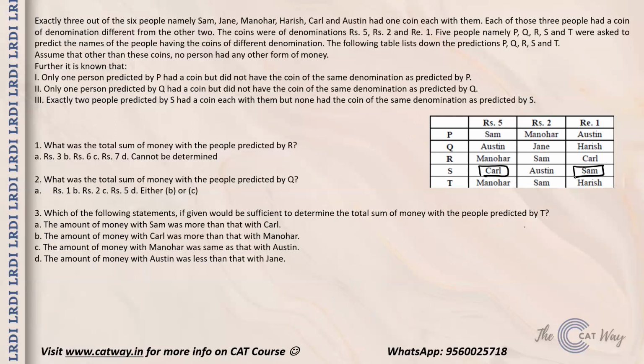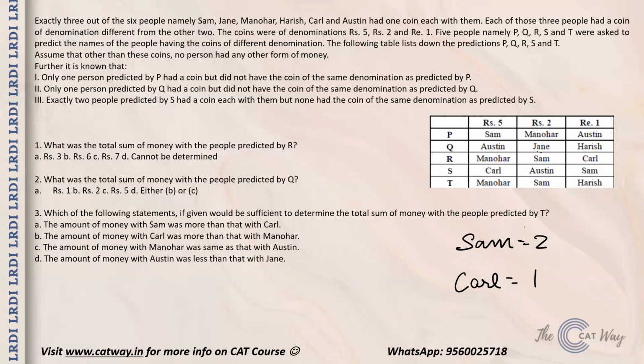If you talk about Sam, Sam cannot have a 1 rupee coin, since Sam is the person predicted by P to have a coin, and Sam cannot have a 5 rupee coin. So the only possibility for Sam is to have a 2 rupee coin. Now Carl is the other person, and Carl cannot have a 5 rupee coin. Sam already has the 2 rupee coin, so Carl cannot have a 2 rupee coin. So the only possibility for Carl is a 1 rupee coin.